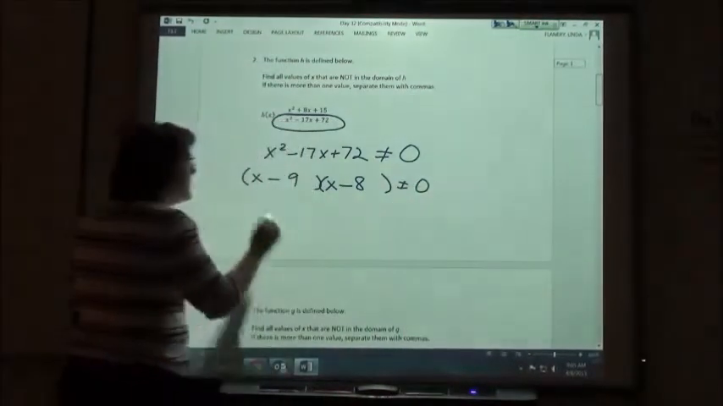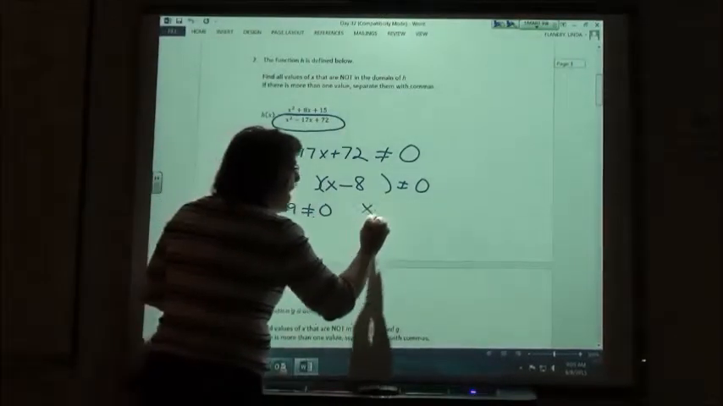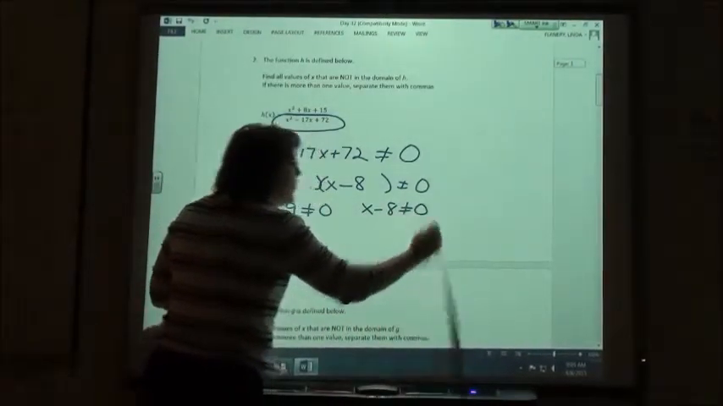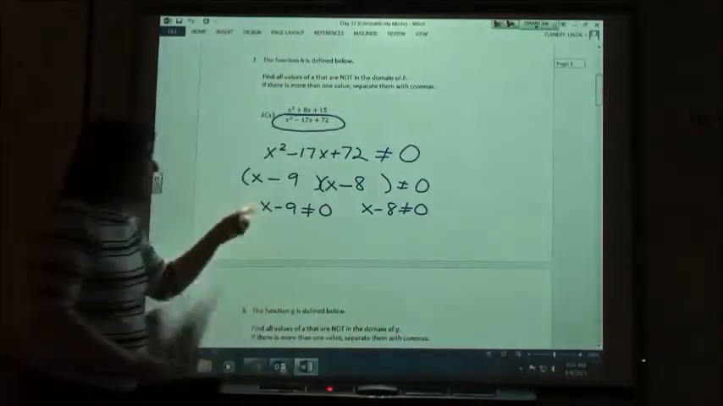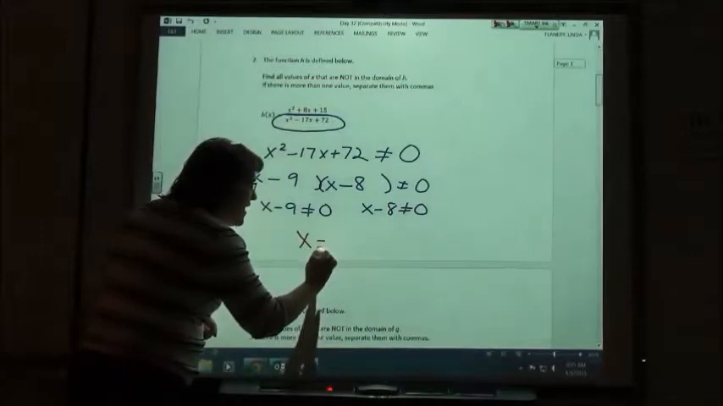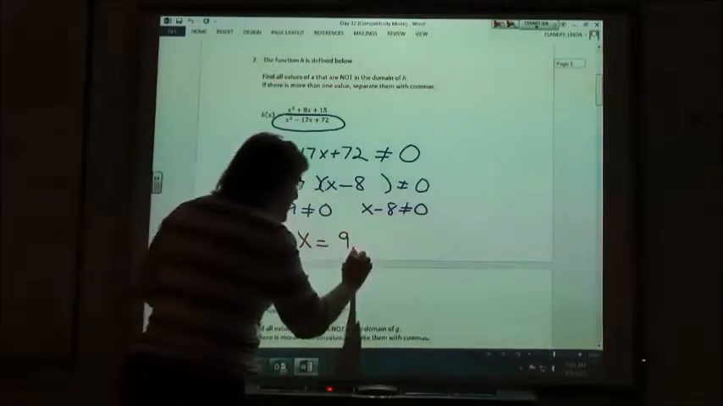Again, we're going to say that the x minus 9 can't equal 0, and then the x minus 8 can't equal 0, but we have to move our numbers over so we get the opposite answers. And so the 2 values that are not going to be in my domain would be what 2 numbers? 9 and 8. Positive 9 and positive 8.